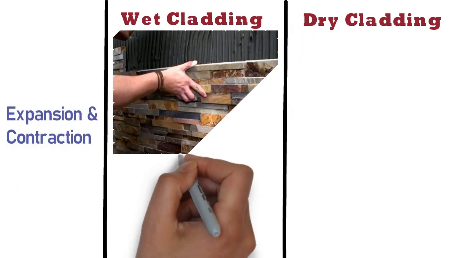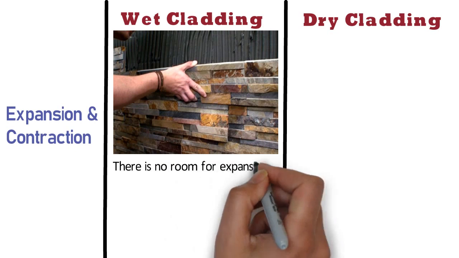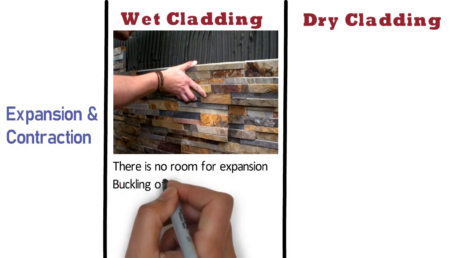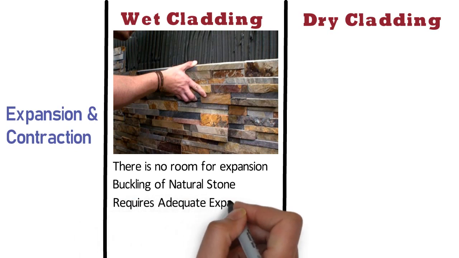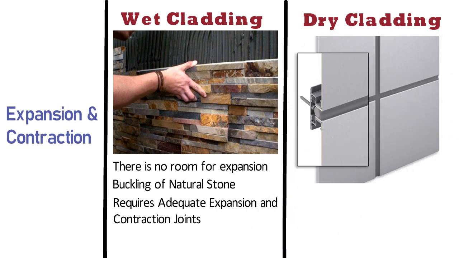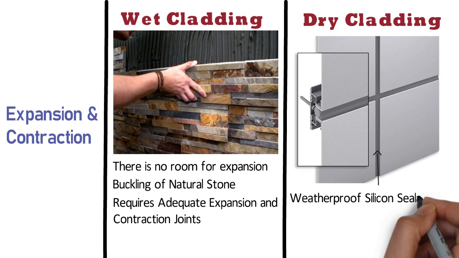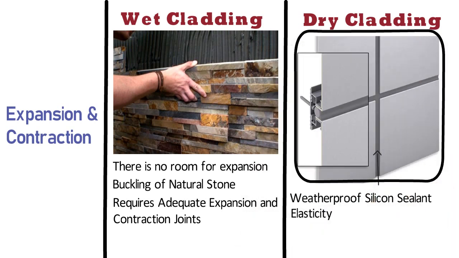Expansion and contraction. Due to the edge-to-edge bonding, there is no room for lateral expansion, which could result in buckling of natural stone. Hence, this method requires adequate expansion and contraction joints. On the other hand, in case of dry cladding method, the stone joints are sealed with weatherproof silicone sealant. The whole system has some kind of elasticity, which can eliminate the influence of expansion and contraction caused by temperature or displacement of the main structure.